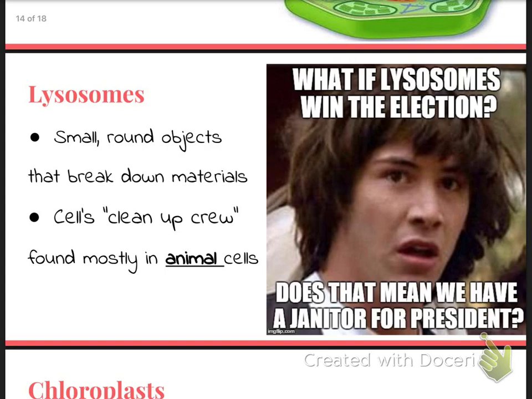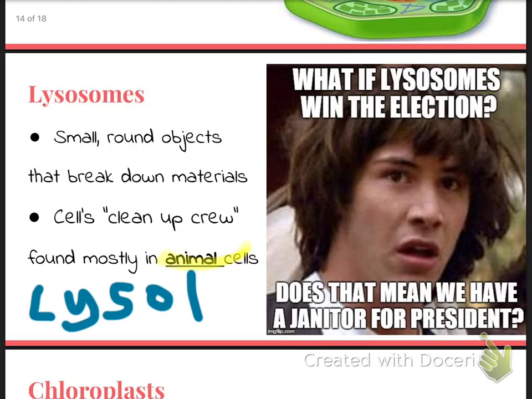Lysosomes are small round objects that are going to break down things. They clean up the waste inside of the cell. And they're found in animal cells, not particularly plant cells, but animal cells. And the way I remember this is by the word Lysol. Because Lysol is something that breaks down germs and cleans things, and lysosomes do the same thing.